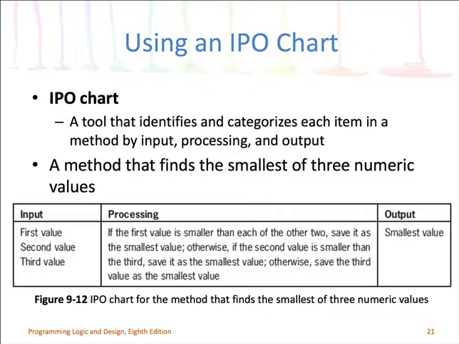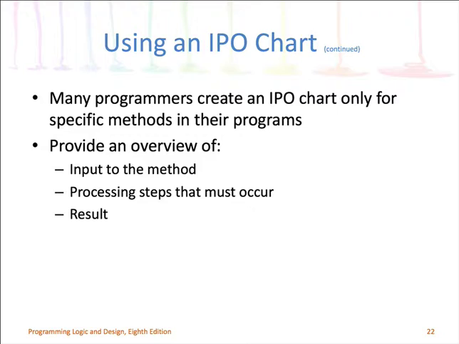A lot of times, this processing section might take the 3 values you pass in and return the largest value, or in this case, the smallest value. And then the return or the output is the smallest value. So they actually went a little bit more into detail, almost explaining process by process, decision by decision. That might be a bit much for an IPO chart.